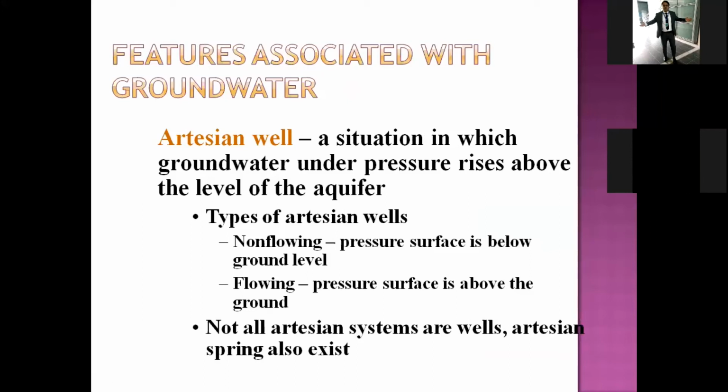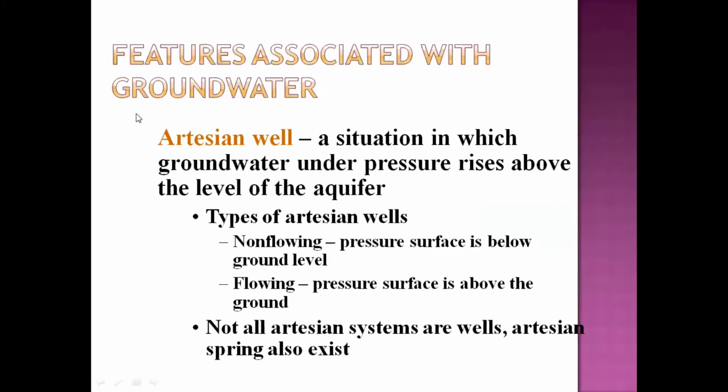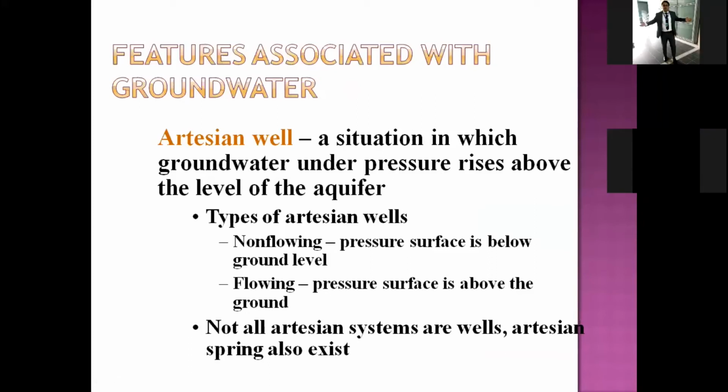Okay, there are some wells, we call them artesian wells. Artesian wells are those in which groundwater comes to the surface of earth without any pumping, without any artificial design. It just starts flowing to the surface of earth. There can be two types of artesian wells: non-flowing and flowing. Non-flowing is that in which the pressure surface is below ground level. You need extra pumps to flow this well. However, flowing is that in which the surface pressure is so much that the water flows by its own self.